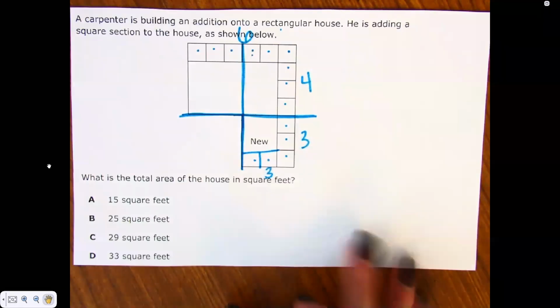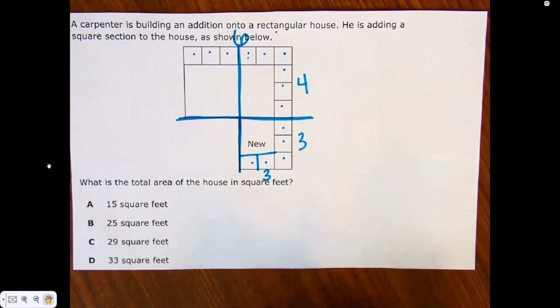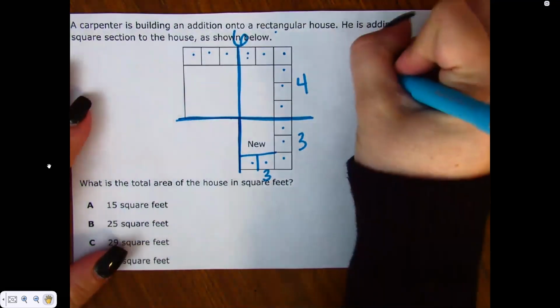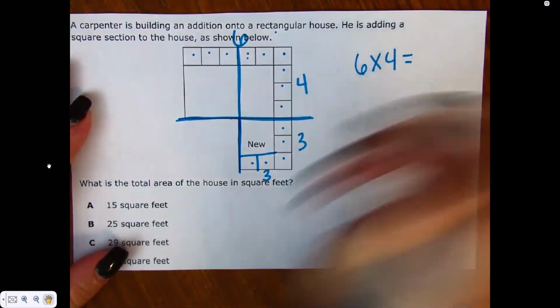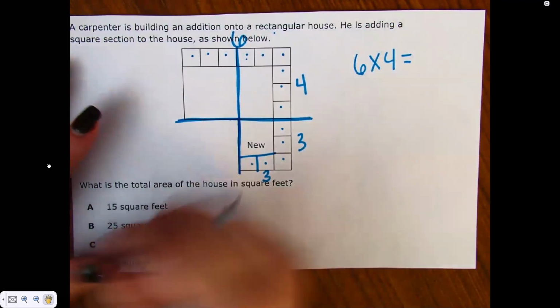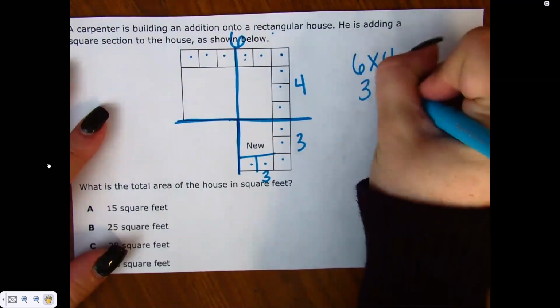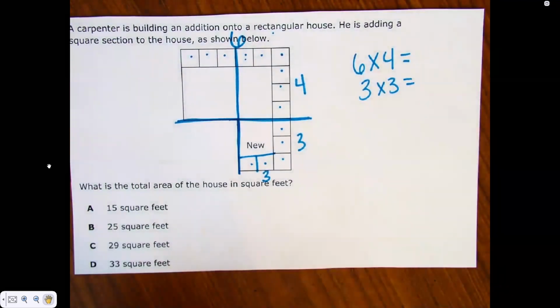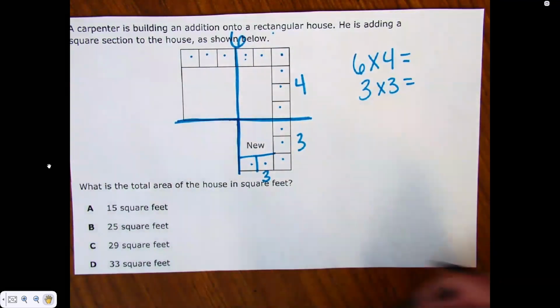So now, what do I need to do? Aiden, now what do I need to do? Multiply. What am I multiplying? 6 times 4. And then what else am I multiplying, Katya? 3 times 3. Gabriel, if that's you, I need you to stop. I'm not calling on you. I'm calling on other people. When I call your name, you can answer.